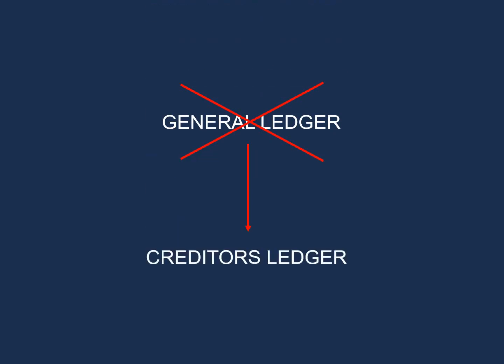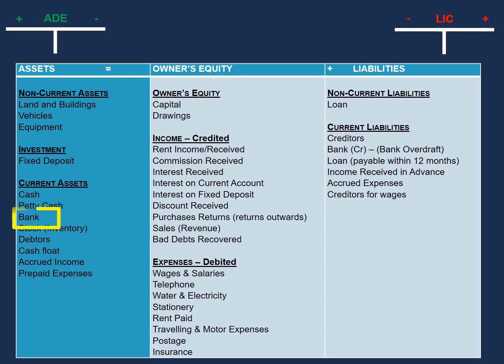So now, since this involves a creditor, we will not be opening an account in the general ledger. Instead, we will process this transaction in the creditor's ledger. So our first account is bank, and since our bank is decreasing, we will enter that on the credit side, and our second account will be creditors, and since we are paying our creditors off, our creditors will also be decreasing, so we'll enter that on the debit side.